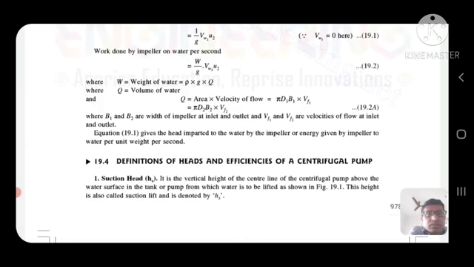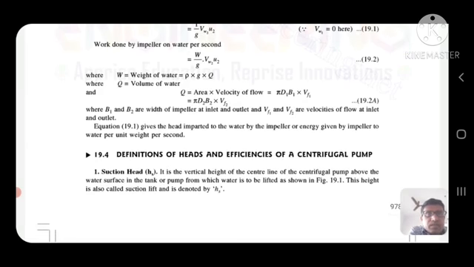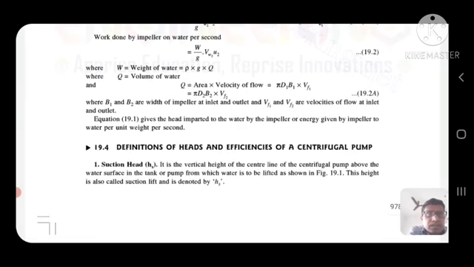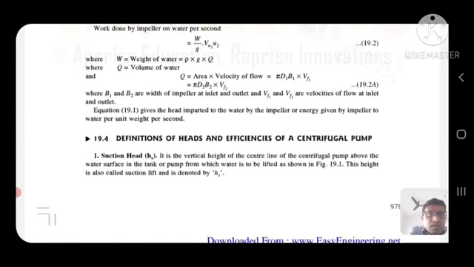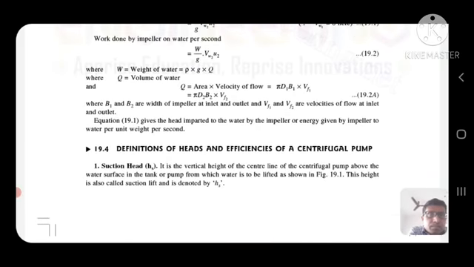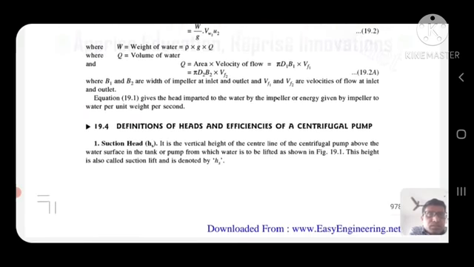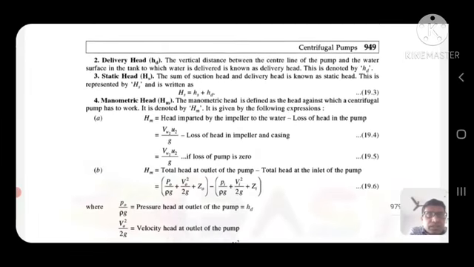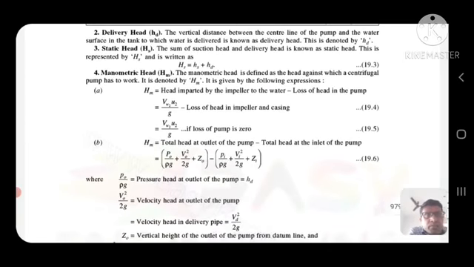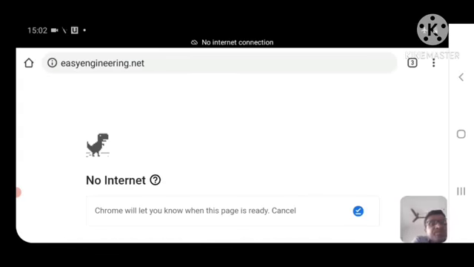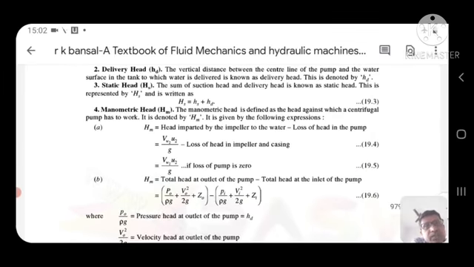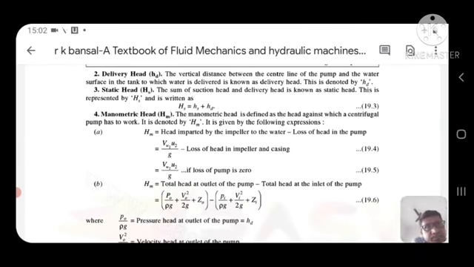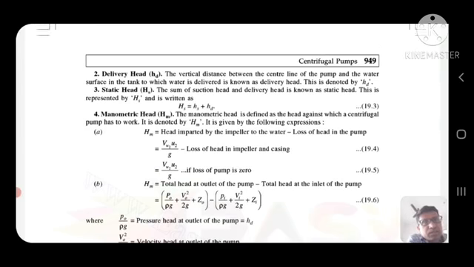Definition of head. What is the definition of suction head? It is the vertical height of the center line of the centrifugal pump above the water surface in the tank or pump from which water is to be lifted, as shown in the figure. This height is also called suction lift, denoted by Hs. Another one is the delivery head. The vertical distance between the center line of the pump and the water surface in the tank to which water is delivered is known as delivery head.